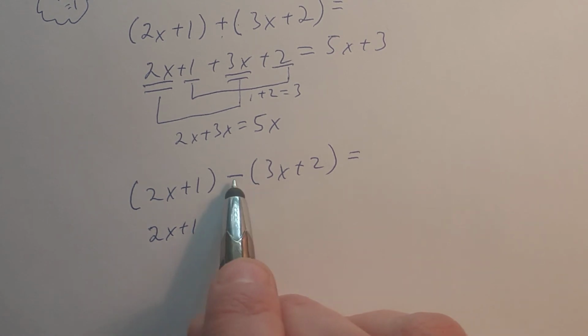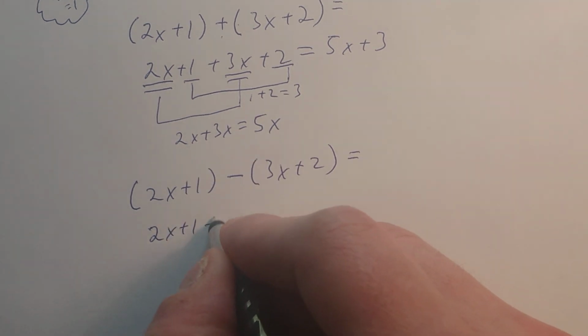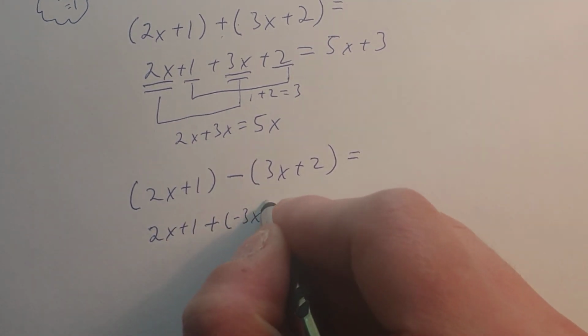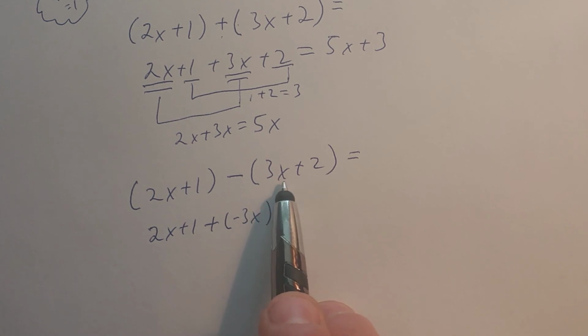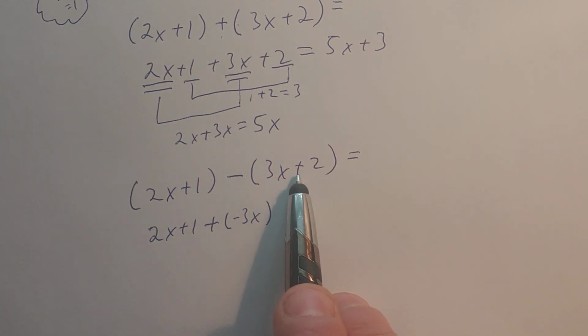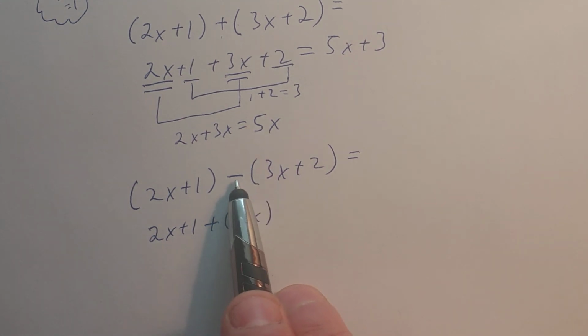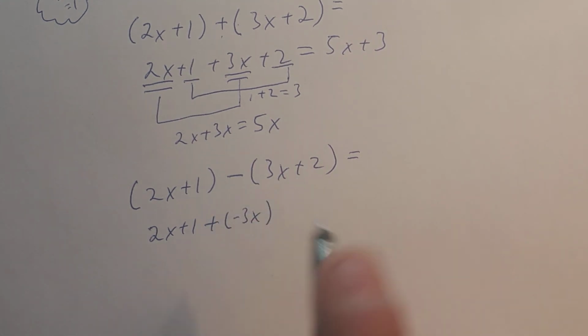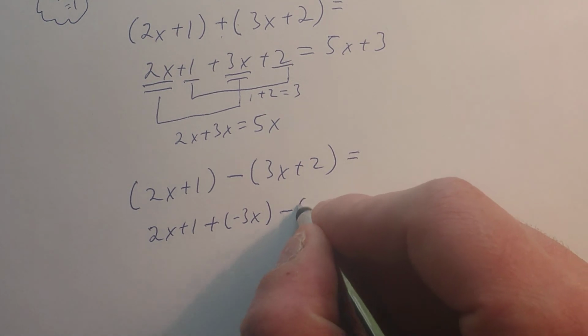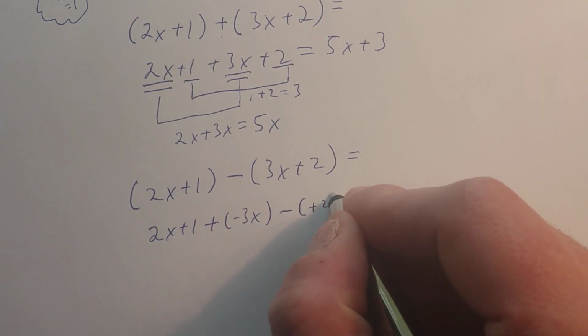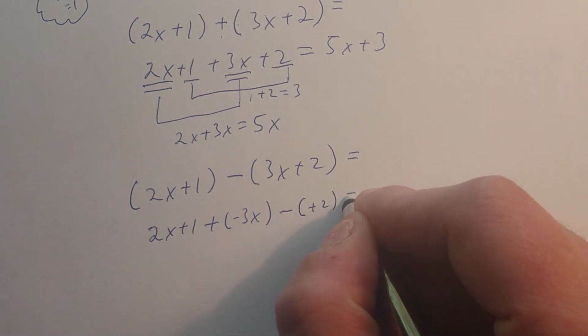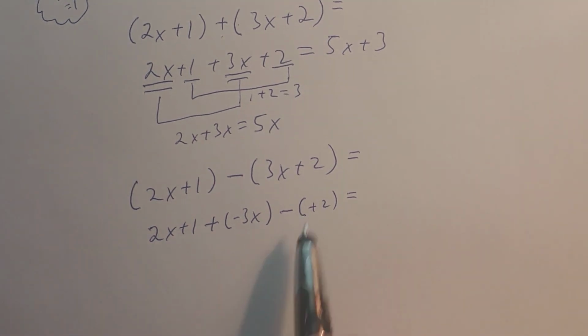If we have a positive 3x, we're going to add the opposite, so we're going to go plus -3x, like that. Okay? And then we're going to do the same here. This is a plus 2, so we have to change this to a minus +2. Like that. Or -2 if you want to.